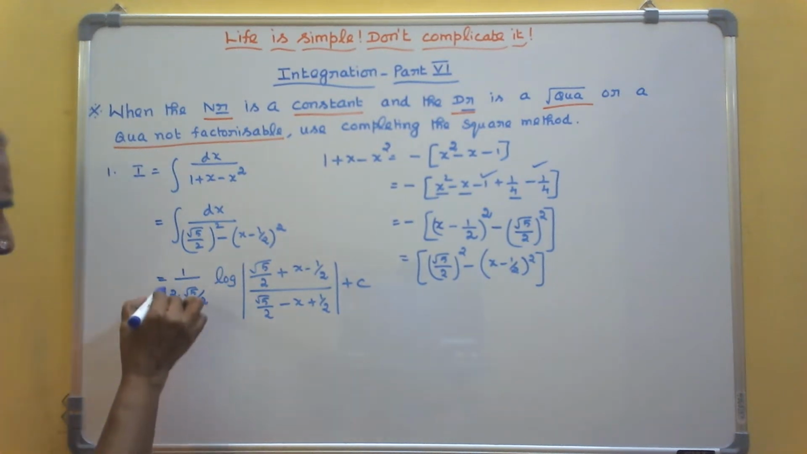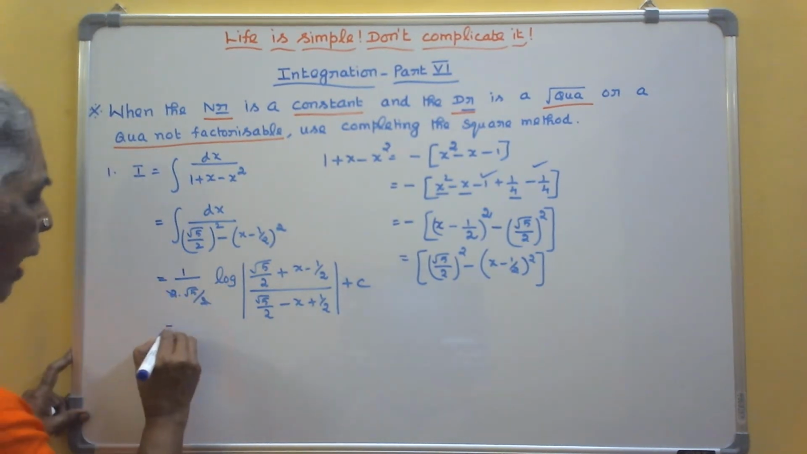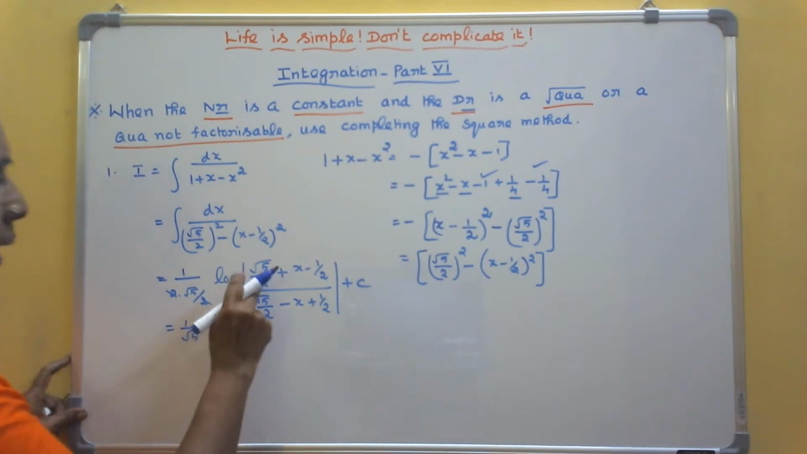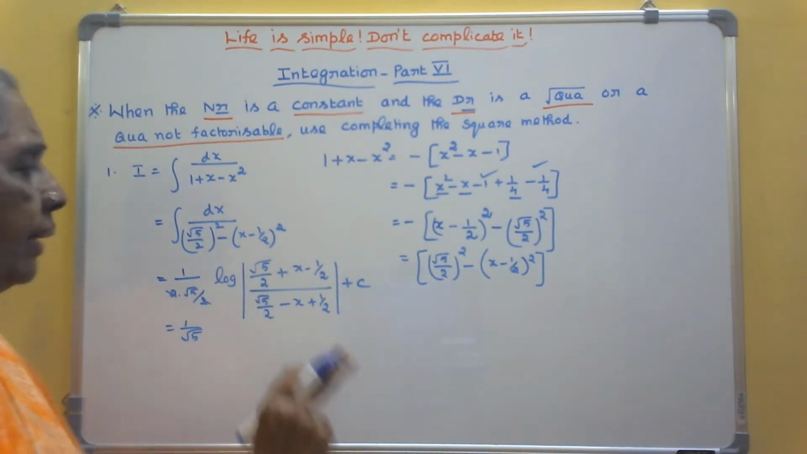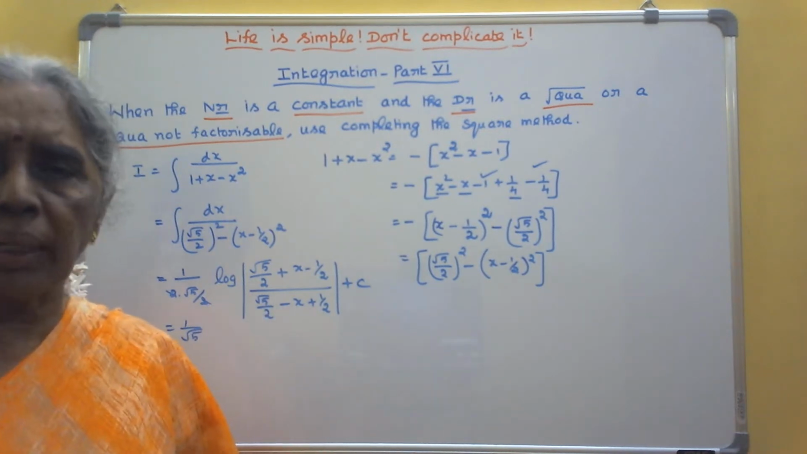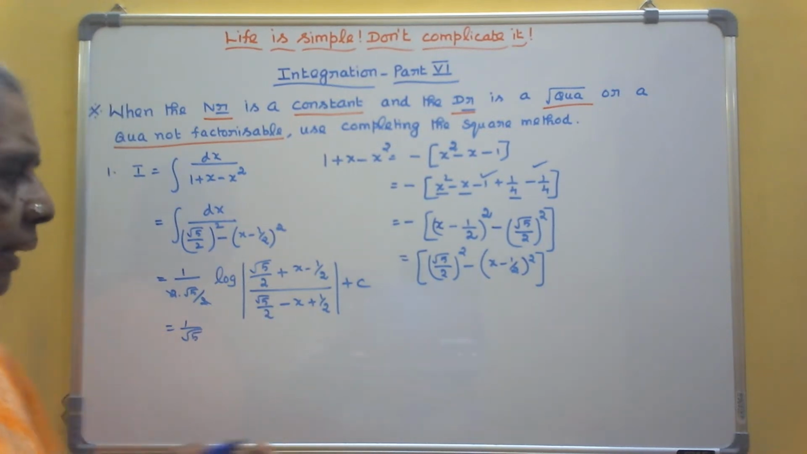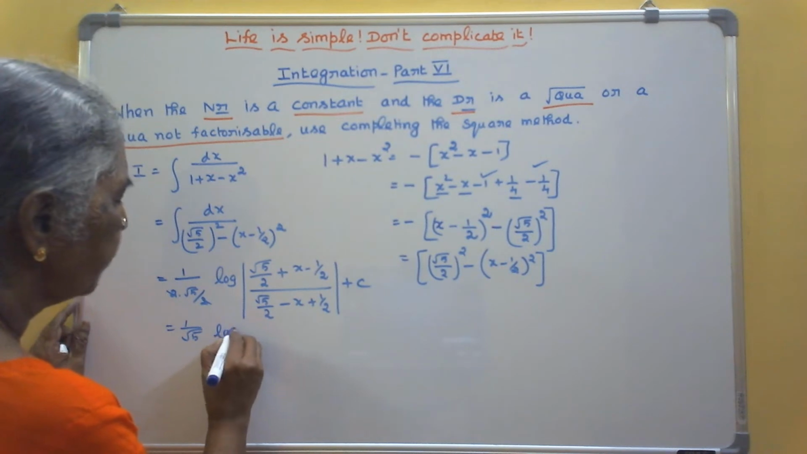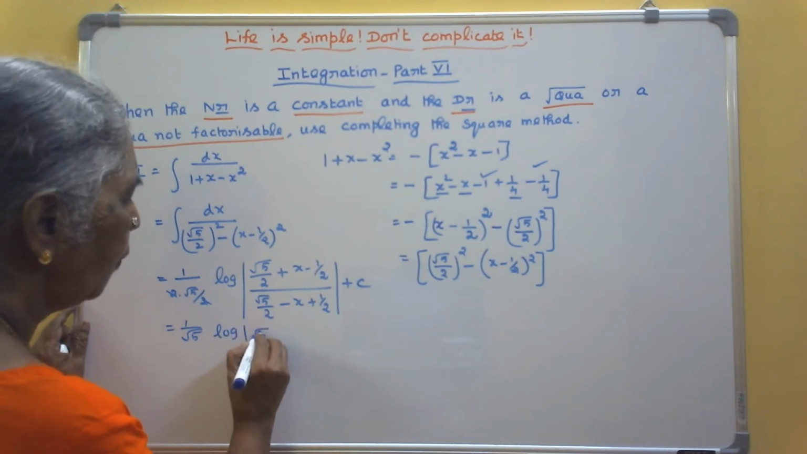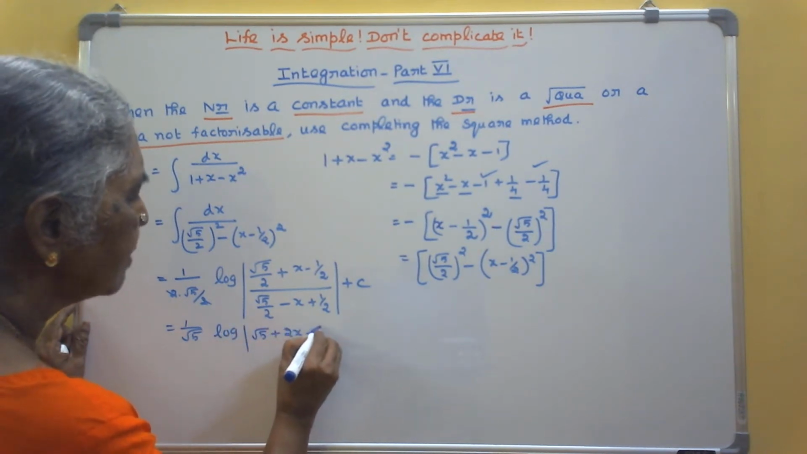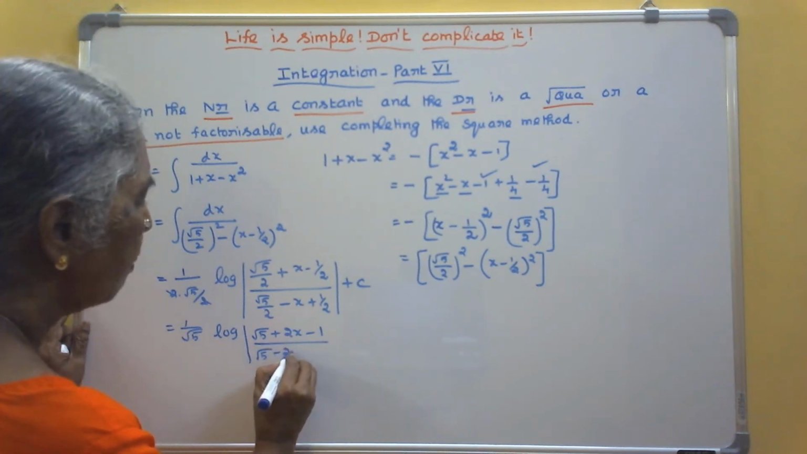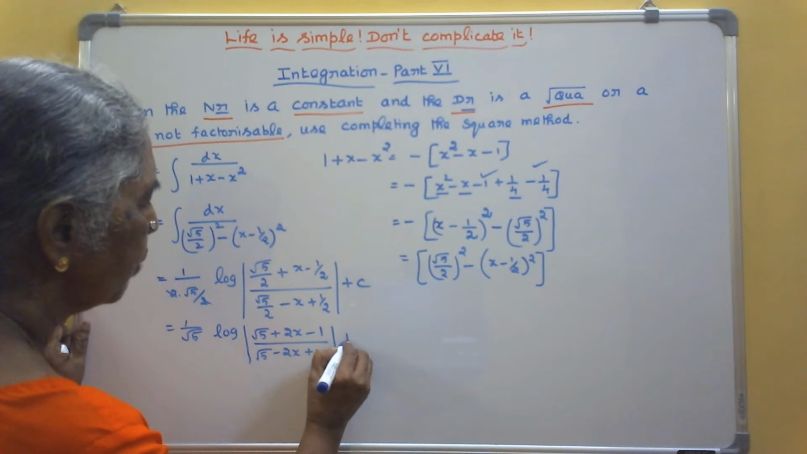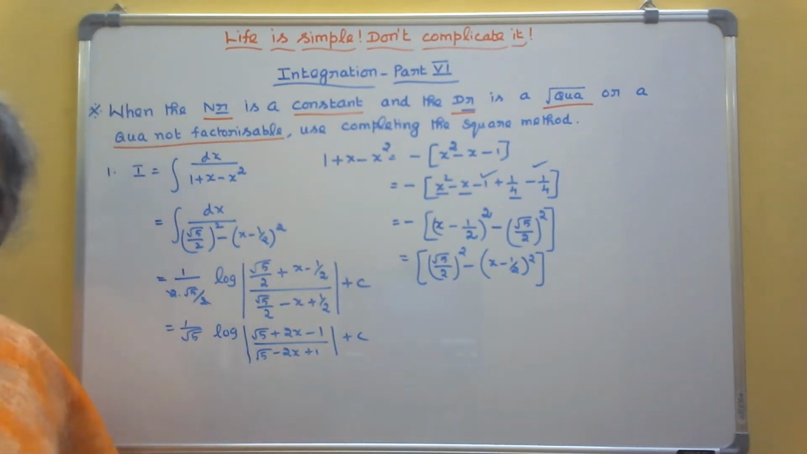This 2 and this 2 will go. I will get 1 by root 5. You can take 2 as the LCM for the numerator. You can take 2 as the LCM for the denominator. That 2 will get cut. So you will get here log mod root 5 plus 2x minus 1 by root 5 minus 2x plus 1, plus c. Do you understand?